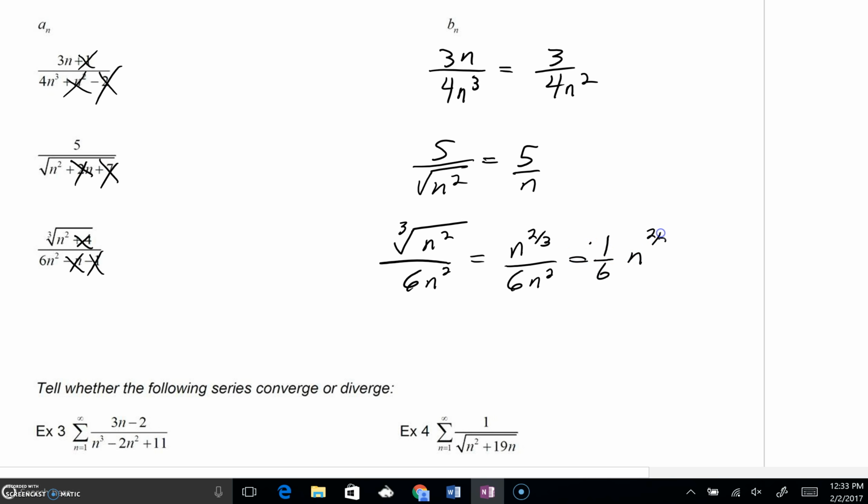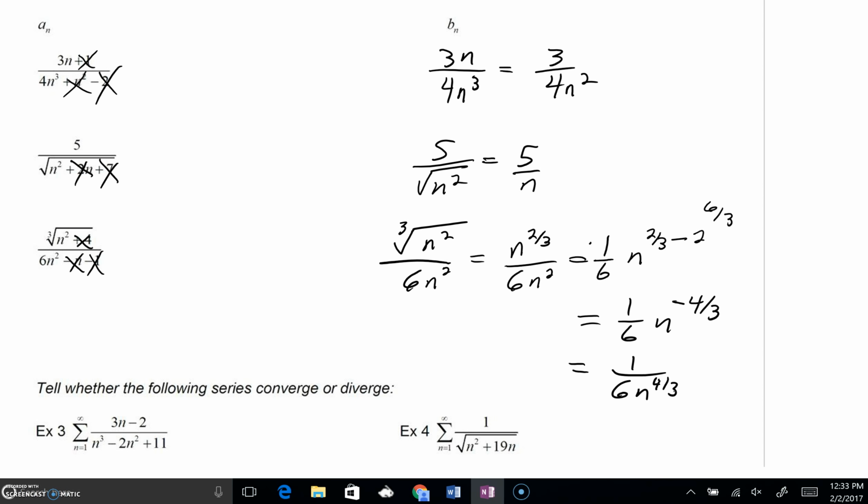Here we could do some subtracting. 2/3 minus 2. Well, 2, of course, is really 6 over 3. 2/3 minus 6/3 then would be negative 4/3. Another way to look at that, 1 over 6n to the 4/3, a convergent p-series when you put sigma in front of it. Well, why do we do this?